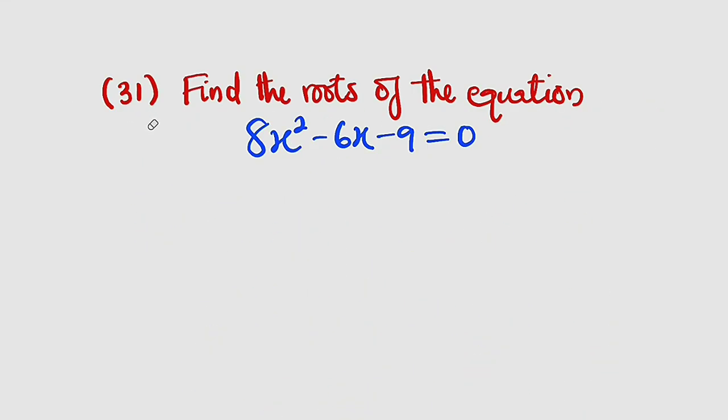Question number 31. We're asked to find the roots of the quadratic equation 8x squared minus 6x minus 9 equal to 0.